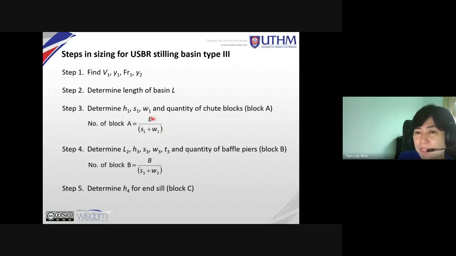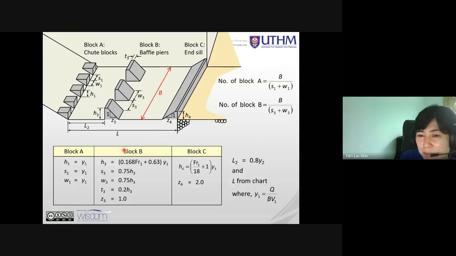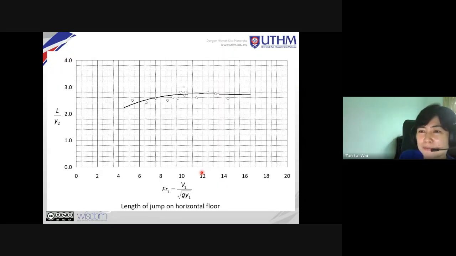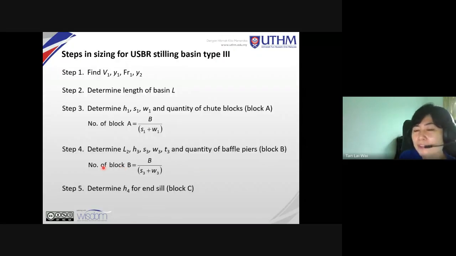Now, step 3 would be to design for blocks A. So you have to determine all this. That table will be provided, okay? Except for this, I'm not sure, but this is easy to remember, I'll let you know later if this is provided or not. But this is definitely provided to you, so you don't have to worry about that much. But of course, you need to know how to utilize all those equations.